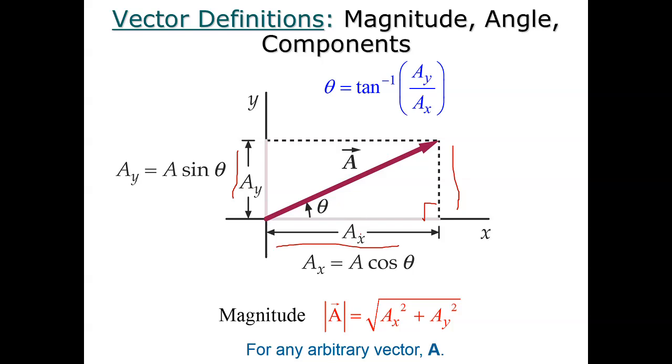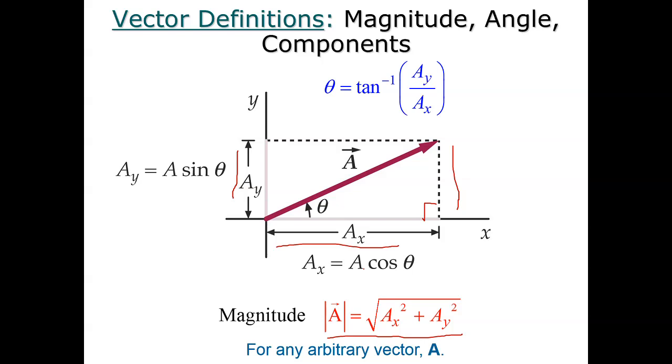So that means that A_x squared plus A_y squared is equal to A squared. And so if we solve for this, we use our formula: the absolute value, the magnitude of our vector here, is equal to the square root of A_x squared plus A_y squared. So that allows us to find the magnitude of the vector.